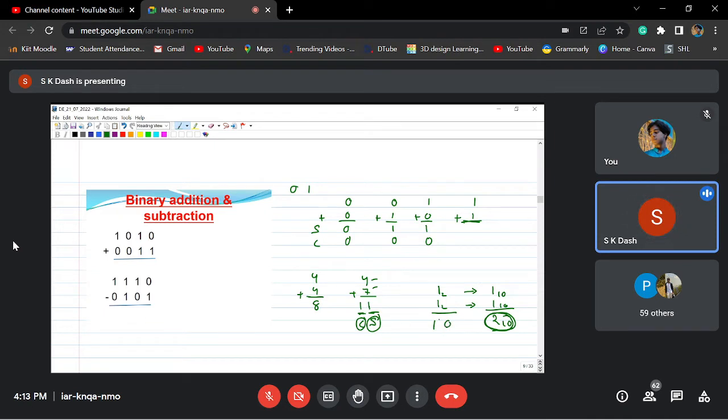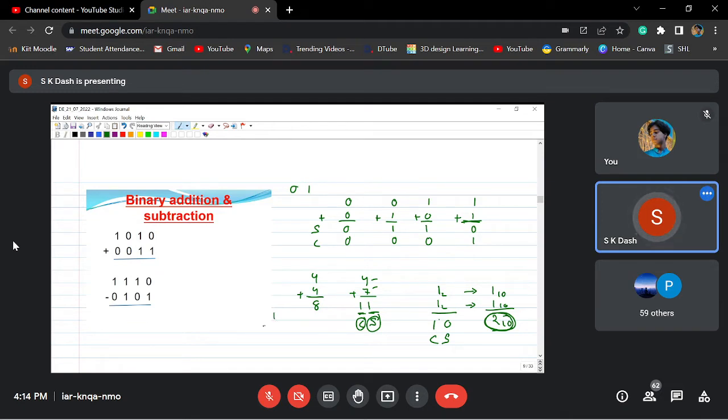Now tell me, what is the sum and what is the carry? This will be the sum, and this will be the carry. So the sum is 0 and the carry will be 1. Okay, is it clear? Now another task.